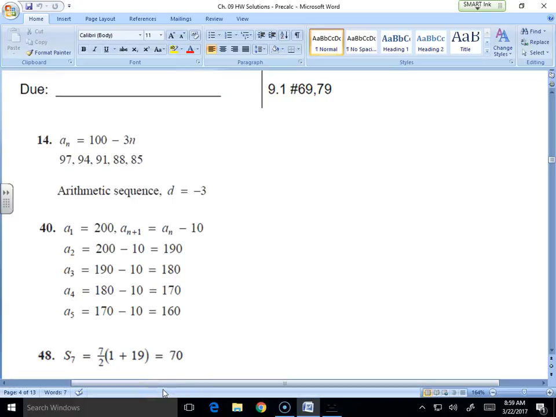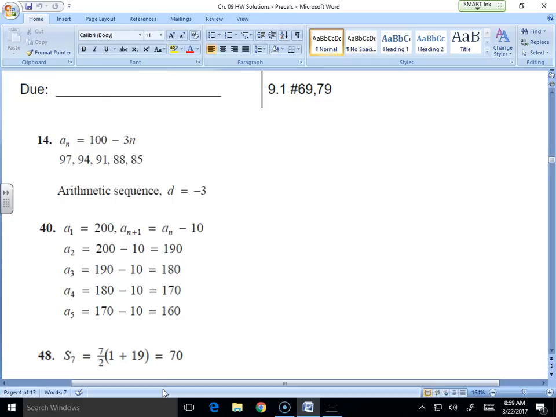Arithmetic sequences. What's the D stand for? Difference. Common difference. Good. How do you see it in a pattern? But what about the certain amount? There is a certain constant amount that's repeated over and over again, but what's going on as you go from one term to the next? Adding, or it could be subtracting, which is adding a negative, which is what number 14 is.